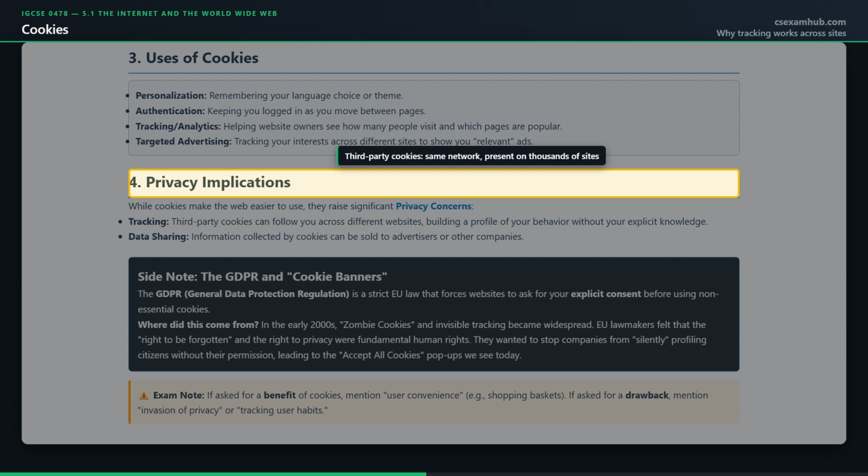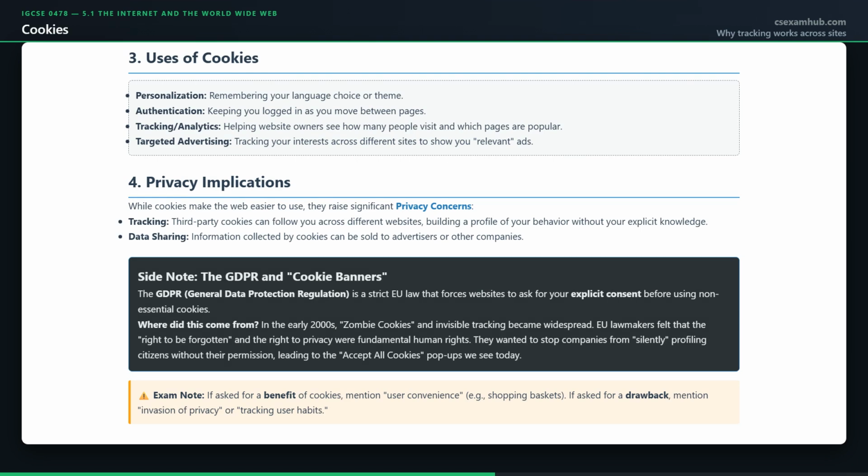Now the same advertising network has content embedded on thousands of different sites, and on each one it sets or reads its own cookie. So it does not need to break the rule about sites reading each other's cookies. It is present on all of them, reading its own cookie each time, and can therefore build a profile of what you have browsed across many unrelated websites. That is the actual mechanism behind targeted advertising, and it is why the concern is about tracking and profiling rather than about damage to your machine.